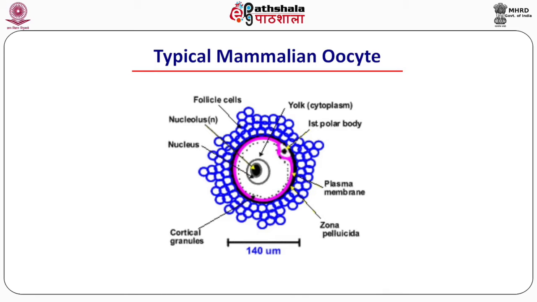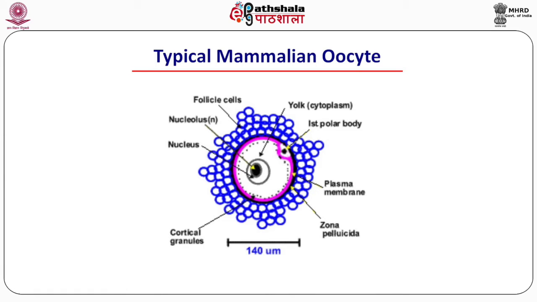Usually it is about 100 to 140 micron in diameter. It depends on the species what the size of the oocyte is. It consists of, like all other somatic cells, a plasma membrane, and a large nucleus which contains all the DNA or genetic material which is required for passing on the genetic information to the offspring. It has a big cytoplasm which, as I just mentioned, has all the energy required for development of the zygote or the embryo.